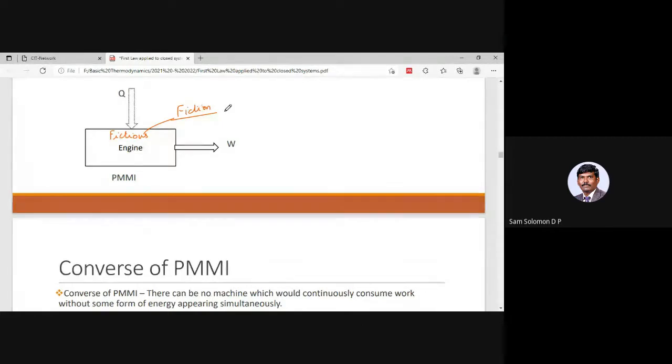Okay. So now let's come back here. That is the meaning of a fictitious engine. So now we are talking about an engine, and everybody likes this fictitious engine, which is capable of delivering work without taking any heat input.